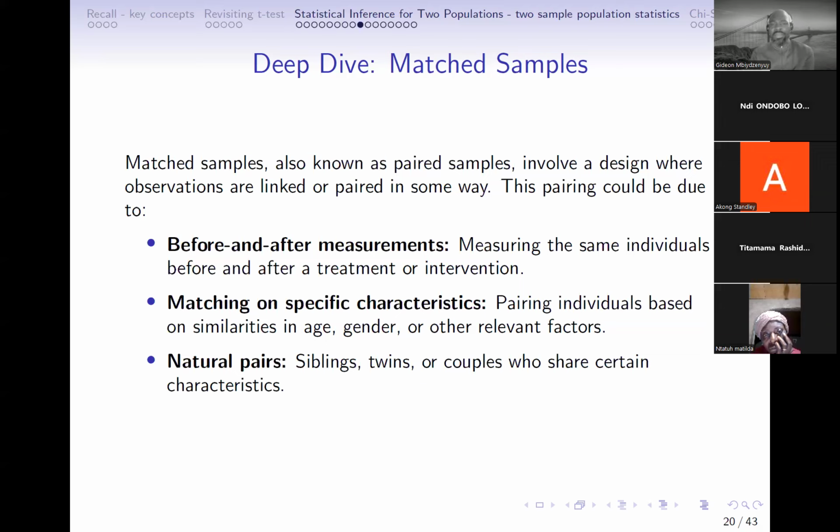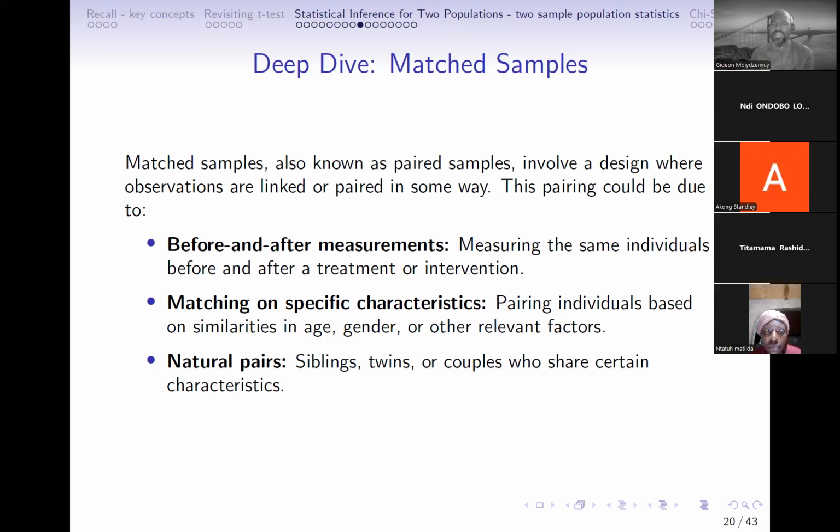So for the matched samples, also known as paired samples, this involves a design where the observations are linked or paired in some way, as I've already tried to explain with the example. This will come up when you start to do your thesis. You might do a before and an after measurement, basically on the same examples, to measure the same individuals before and after a certain treatment or intervention.